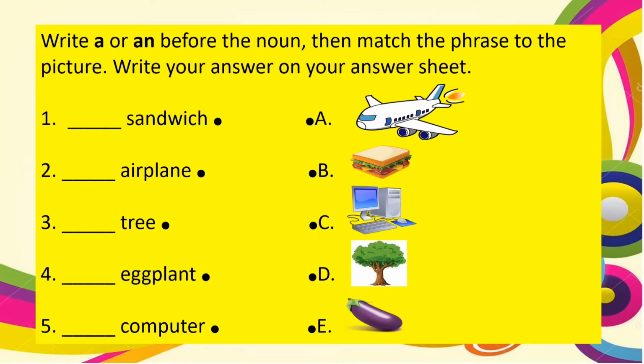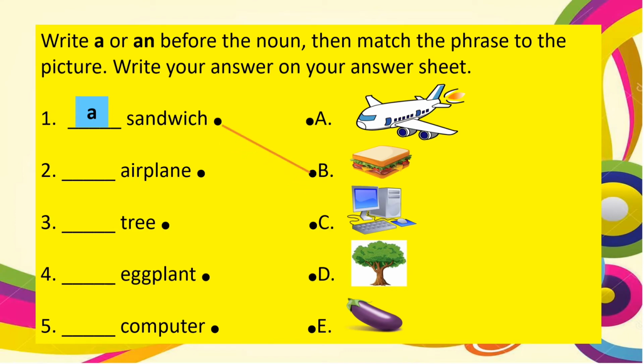Let us answer these exercises. Write a or an before the noun, then match the phrase to the picture. Write your answer on your answer sheet. Number 1. Sandwich. A or an? You're right. A sandwich. Where is the picture? Match the picture of a sandwich. Very good. Letter B.